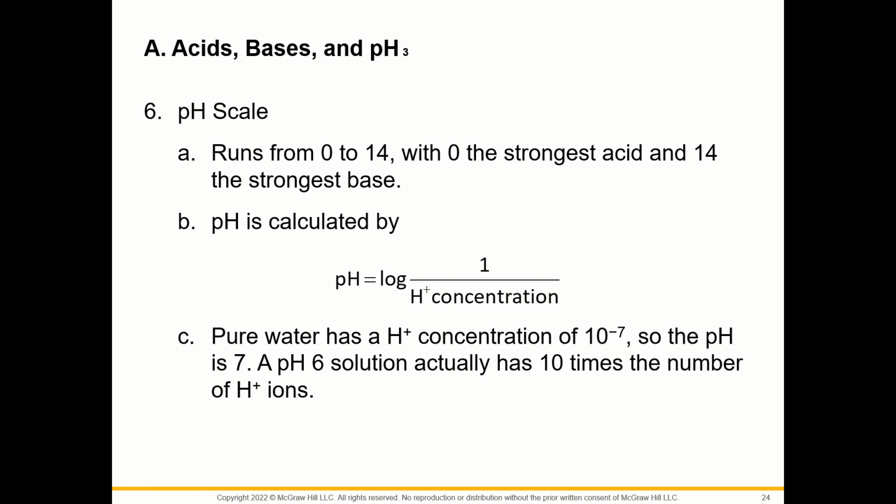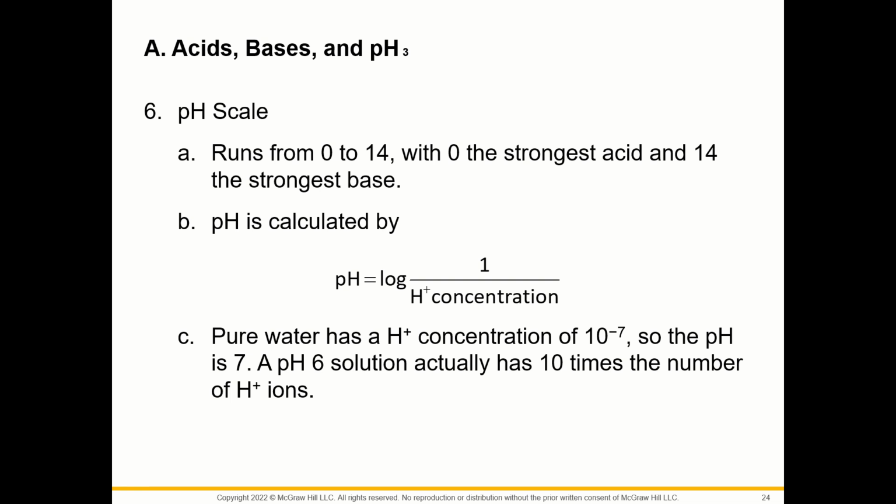Pure water has a hydrogen ion concentration of 10 to the negative 7, so the pH is 7. And in your book it says, because of the logarithmic relationship, a solution with 10 times the hydrogen ion concentration, which is 10 to the negative 6 molarity, has a pH of 6. So a pH of 6 has 10 times the number of hydrogen ions as the pH of 7.